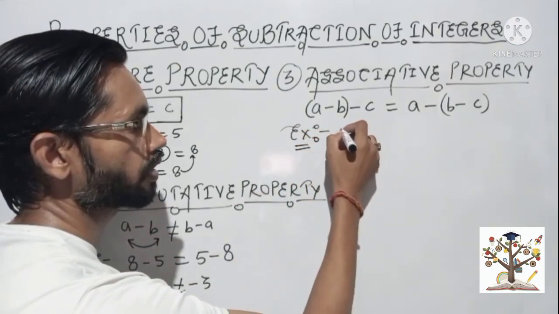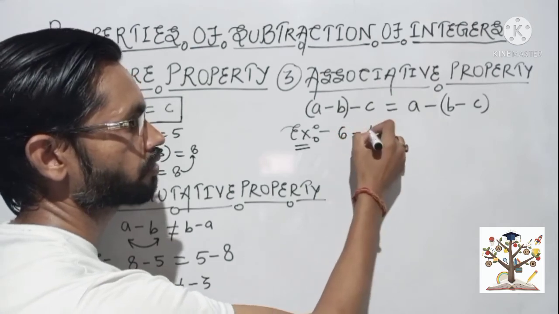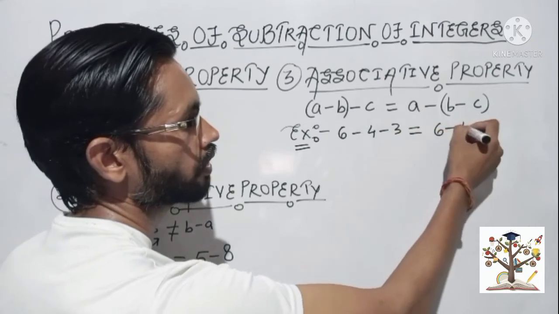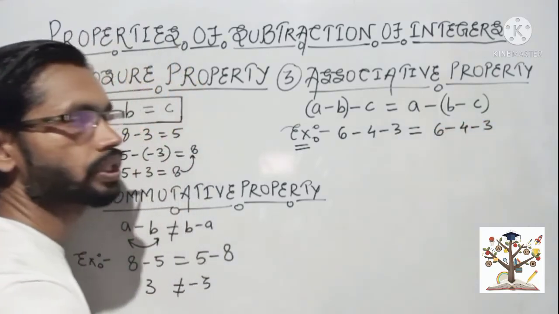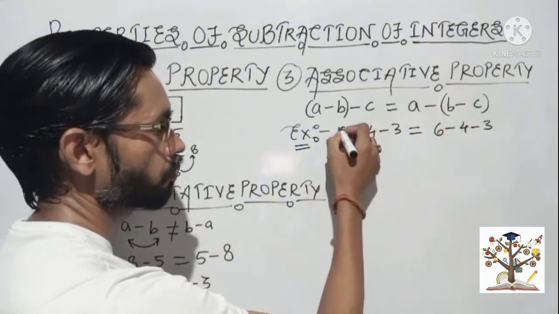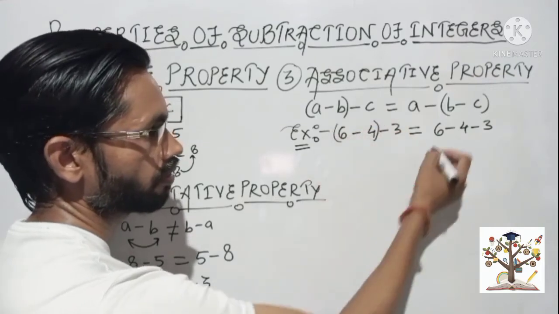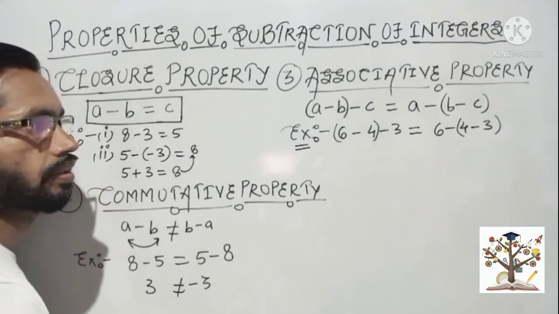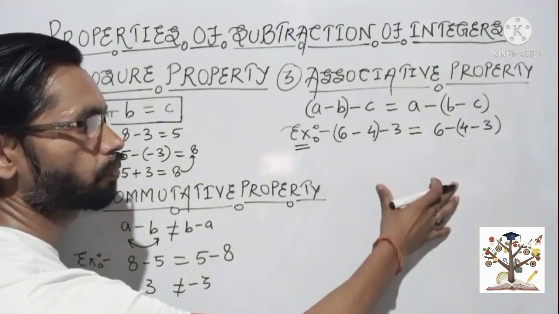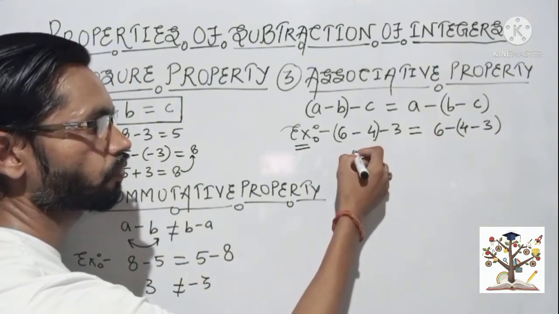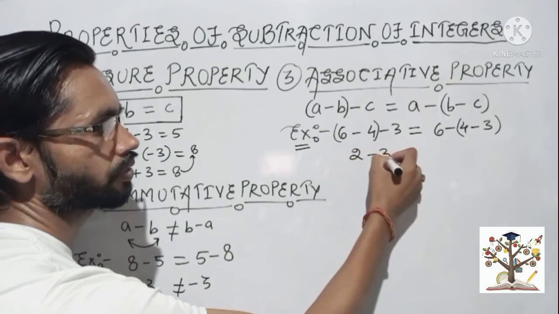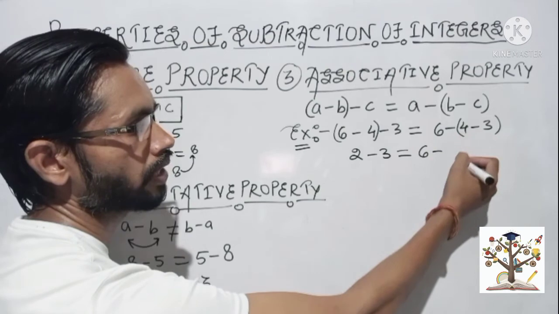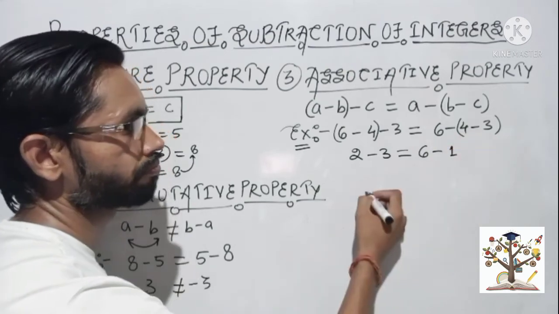Suppose, let's say, 6 minus 4 minus 3 is equal to 6 minus 4 minus 3. Let me see what I'll get. Suppose I'm taking this in the bracket and here I'm taking both of these integers in the bracket. So let's solve both of them together. 6 minus 4 will be 2. Minus 3 is equal to, 6 minus 4 minus 3 will be 1.